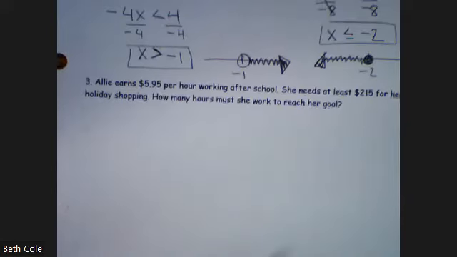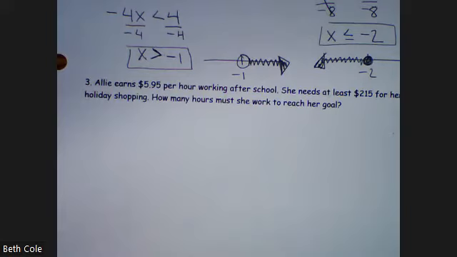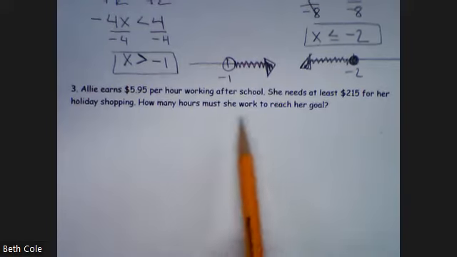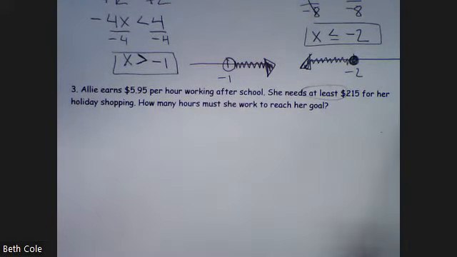All right, last one. Allie earns $5.95 per hour. This obviously has not been updated for the year 2022. Allie earns $5.95 per hour working after school. Maybe she just babysits. She needs at least 215. That means she needs 215 or equal to or more. She needs 215 or more for her holiday shopping. How many hours does she have to work?